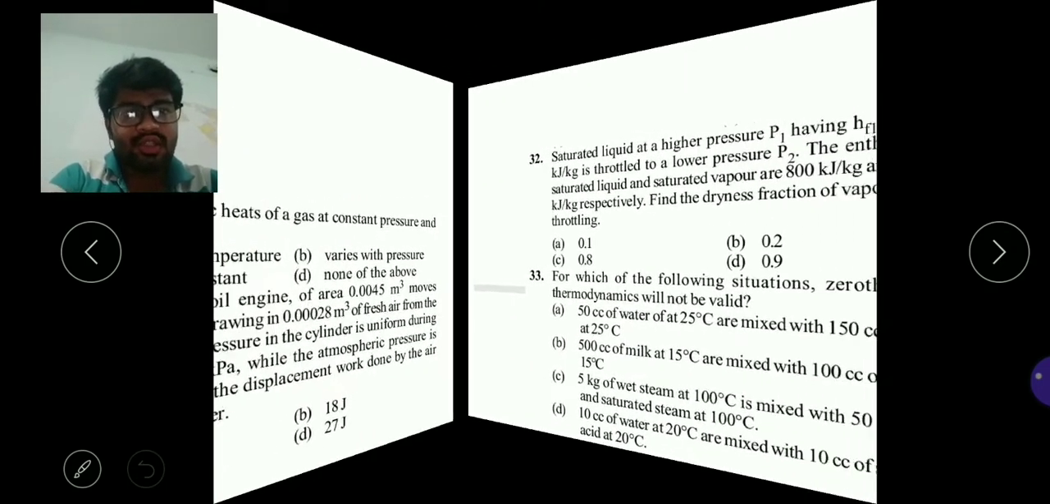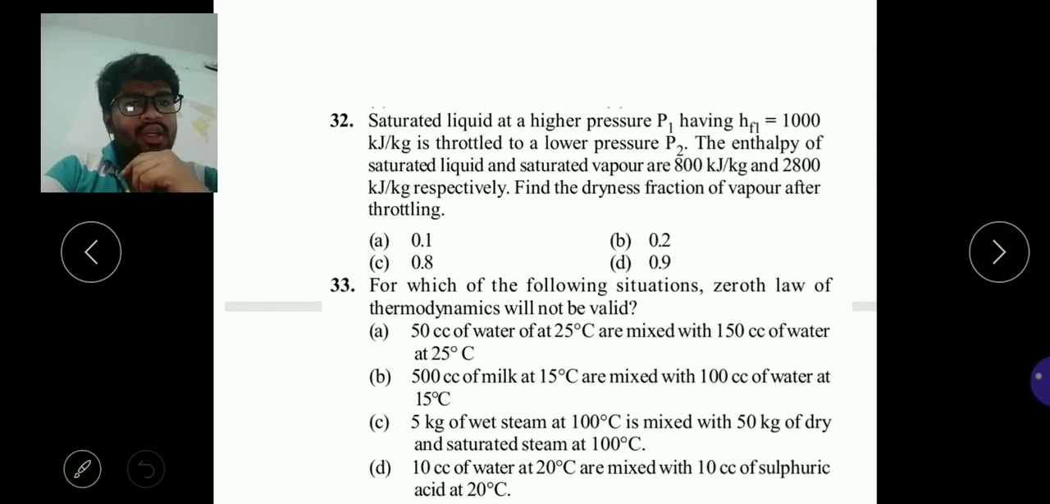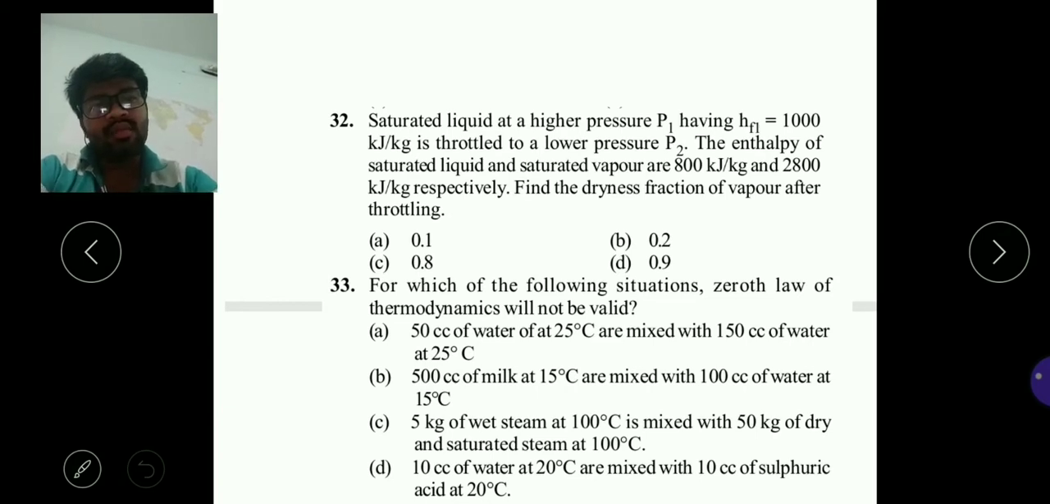Then moving to the next: saturated liquid at a higher pressure P1. At saturated liquid at pressure P1, hf1 is 1000 kilojoule per kg. hf1 means the enthalpy in the saturated liquid region. It is throttled to a pressure P2, and the enthalpy at saturated liquid and saturated vapor is given. We need to find the dryness fraction of the vapor after throttling. Let me draw the diagram of how it can look.